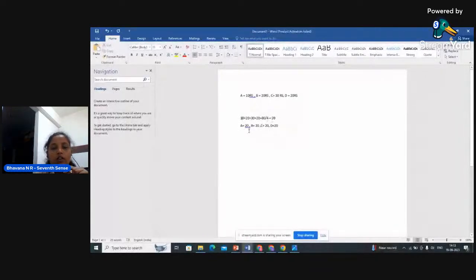Now how many rupees will each one get? A will get 20 rupees, B will get 20 rupees, C will get 20 rupees and D will get 20 rupees. It's an equal distribution for everyone. So this is called the average.